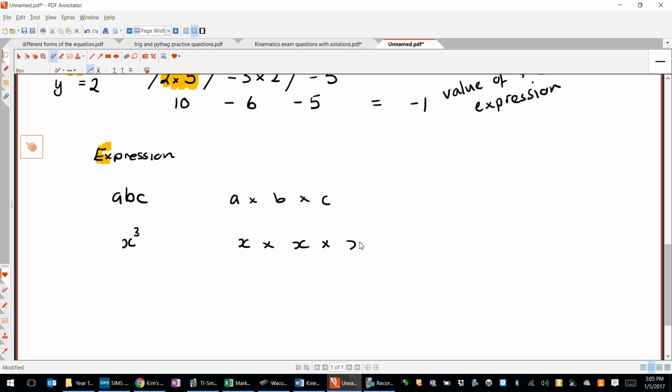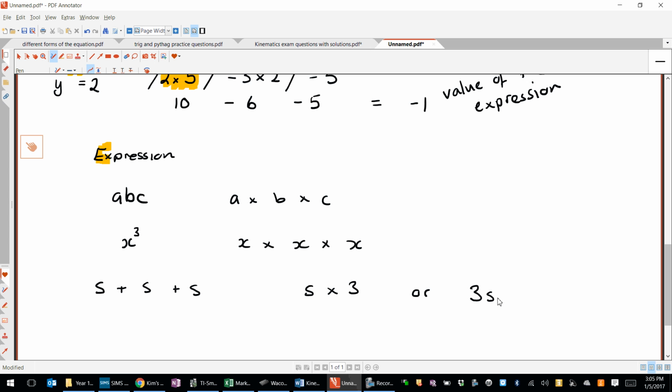Okay. Here's a challenge for you. S plus S plus S. S times 3? Or S squared? No, because that's S times S times S. How do I do it? 3S. Yes, numbers before letters.